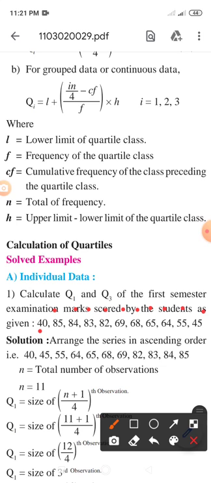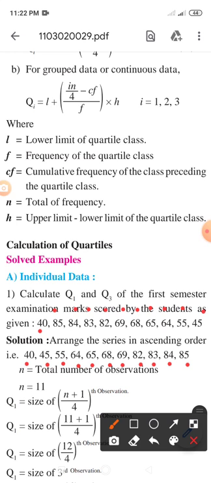So we arrange the data as per ascending order, that is 40, 45, 55, 64, 65, 68, 69, 82, 83, 84 and 85. This is the first step, that is arrange the data as per ascending order only. Write down in your notebook the first step.